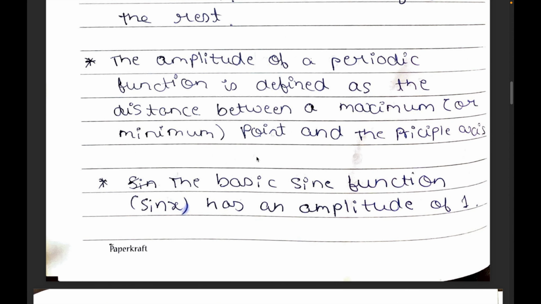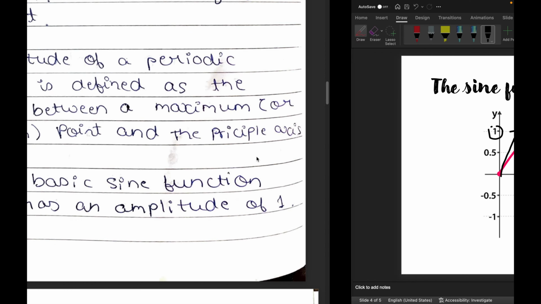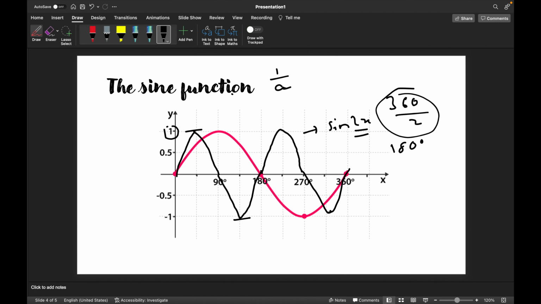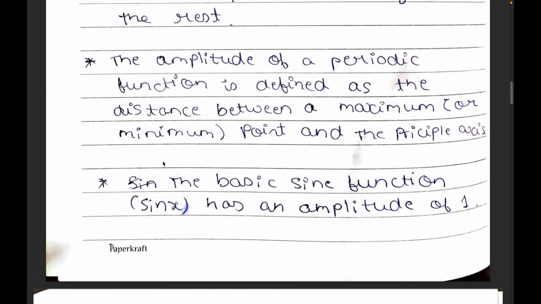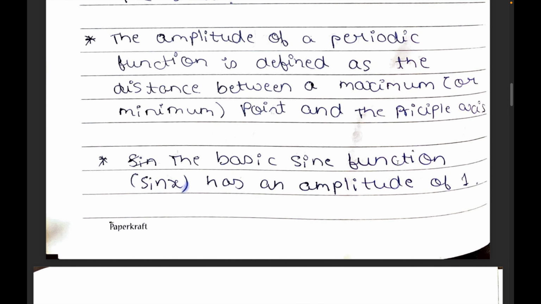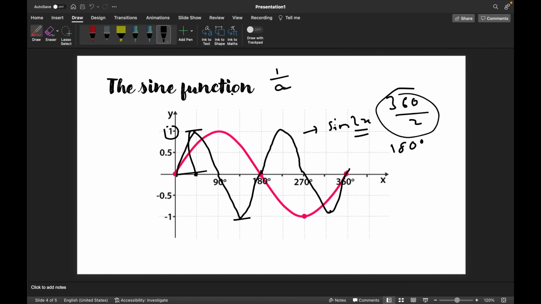Then the amplitude of a periodic function is defined as the distance between a maximum or a minimum point and the principal axis. So the maximum distance, the distance between the principal axis and the highest point, would remain 1. The basic sine function sine x has an amplitude of 1. Because sine 2x is multiplied by a constant, which is 1, the amplitude would be 1.